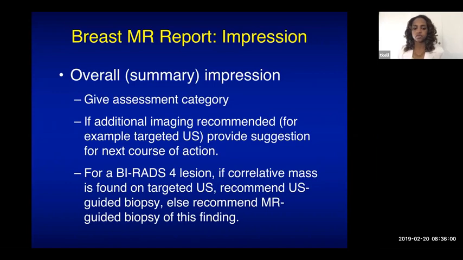For a BI-RADS for a suspicious lesion, you want to recommend a second-look ultrasound instead of going directly to MRI-guided biopsy, because ultrasound-guided biopsy is more comfortable for the patient, it's less expensive, and it's readily available. So if the mass is large enough to be seen on ultrasound, you want to recommend ultrasound-guided biopsy. But if there's no sonographic correlate, then you can move on to MR-guided biopsy of the finding.